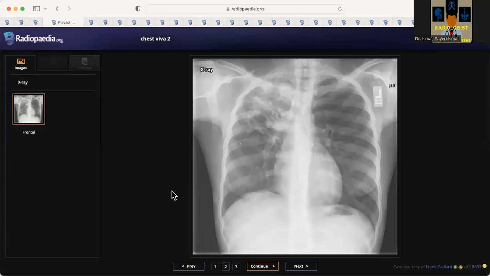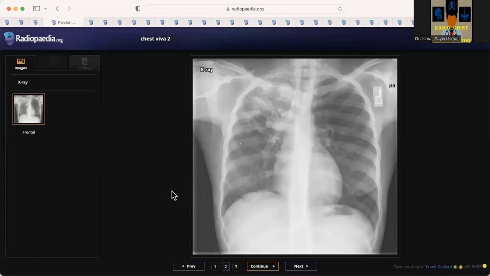And I will also suggest a CT of the chest to better evaluate this finding and exclude the possibility of other differential diagnoses, for example, if it's not infection or if there is an additional finding.